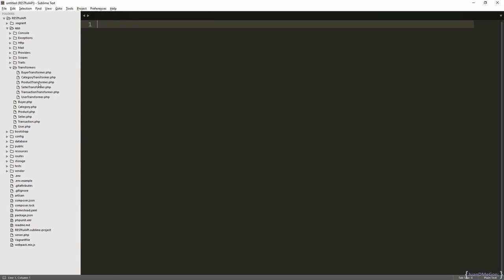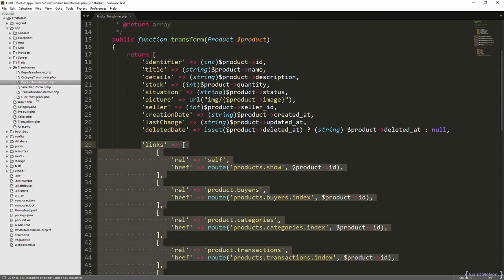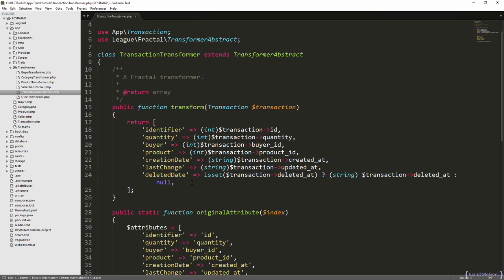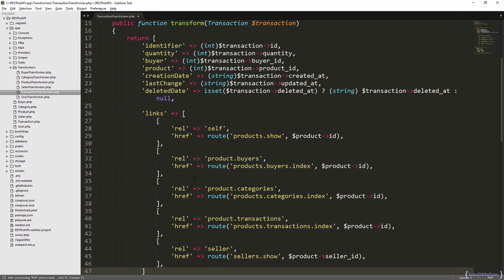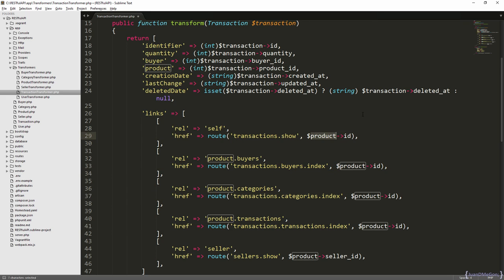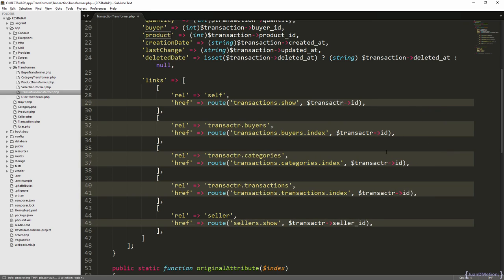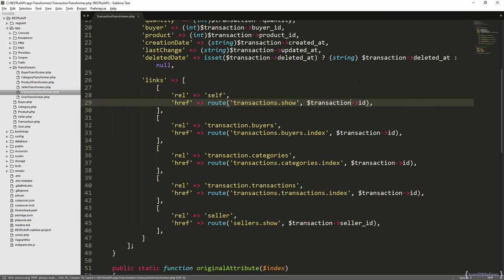I'm going to take a copy from product transformer. And let's go to transaction transformer. Again, let's replace those values for transactions and these others for just transaction. Now we have the self link that is very good.